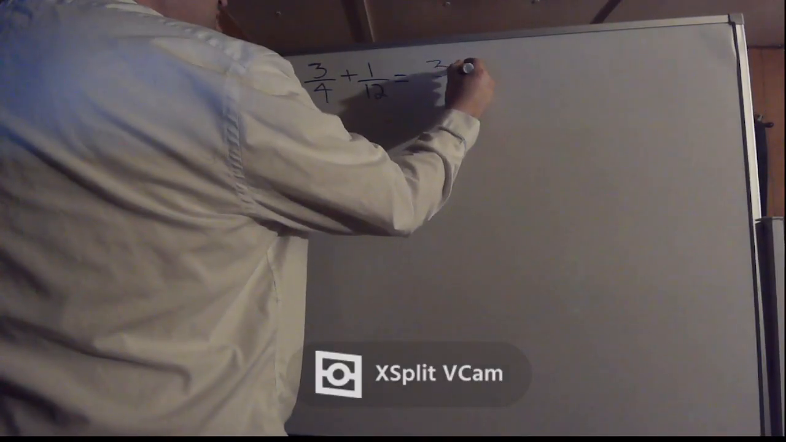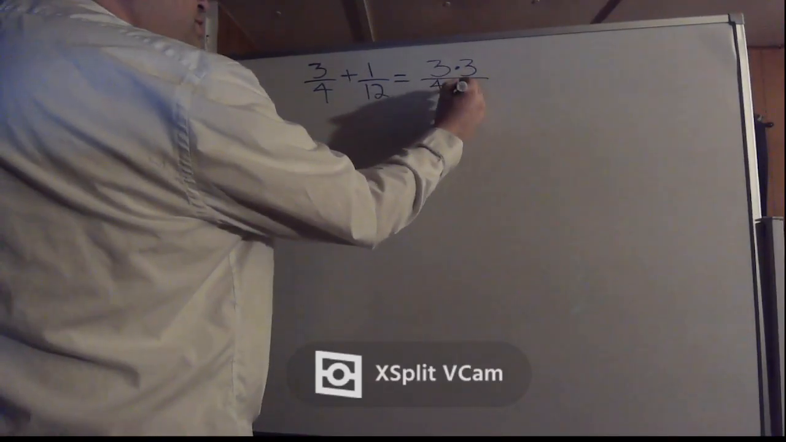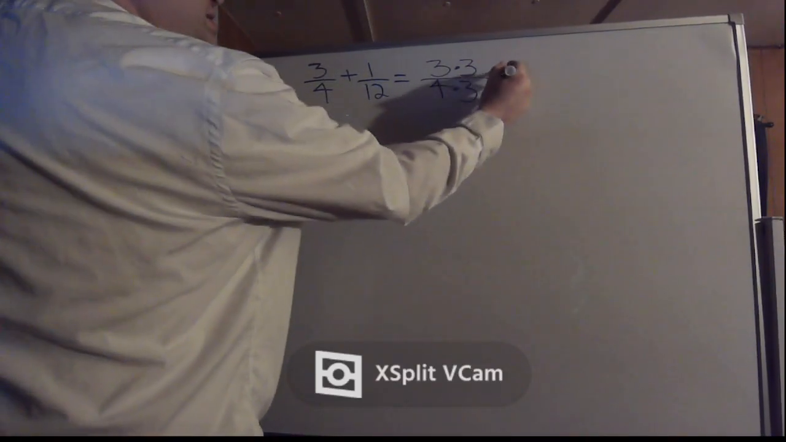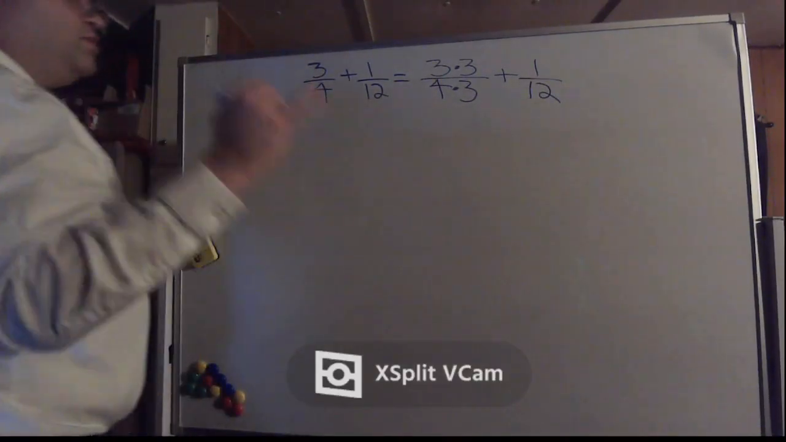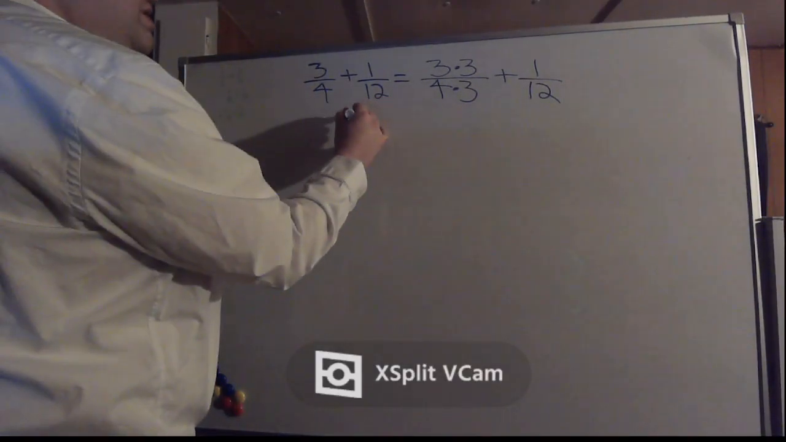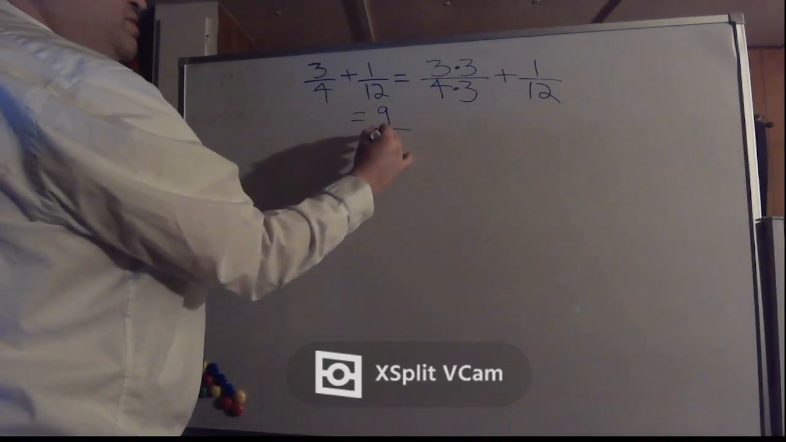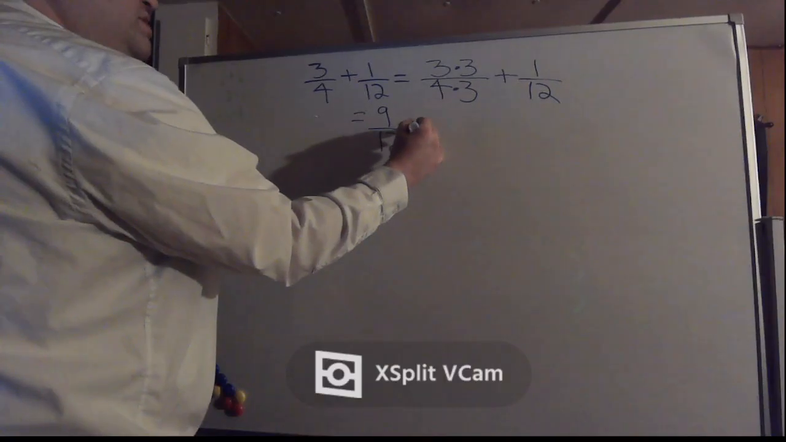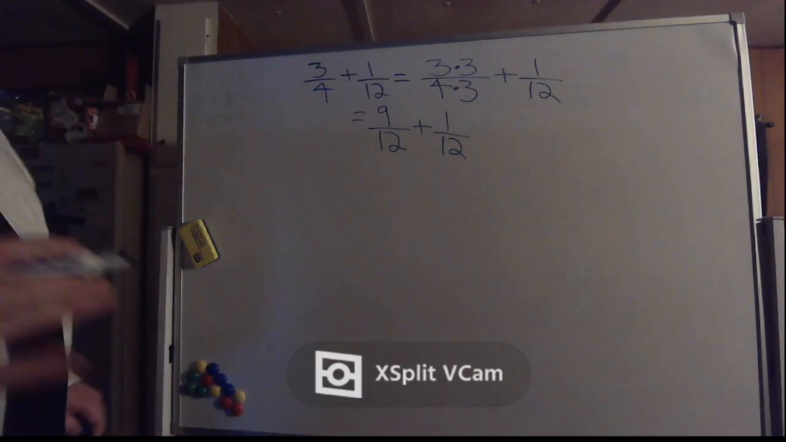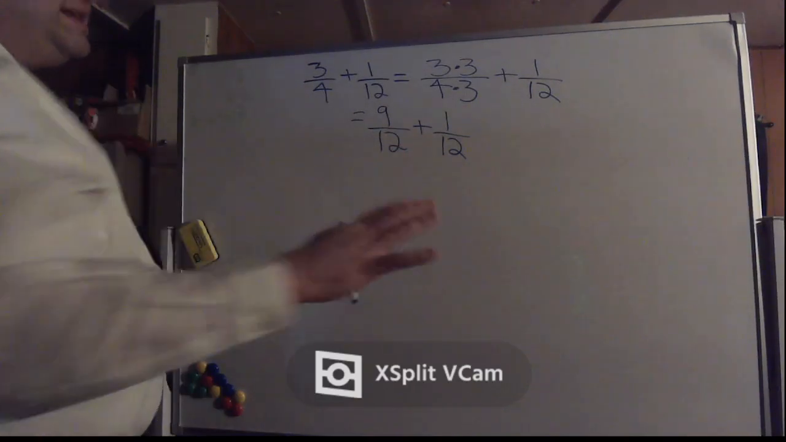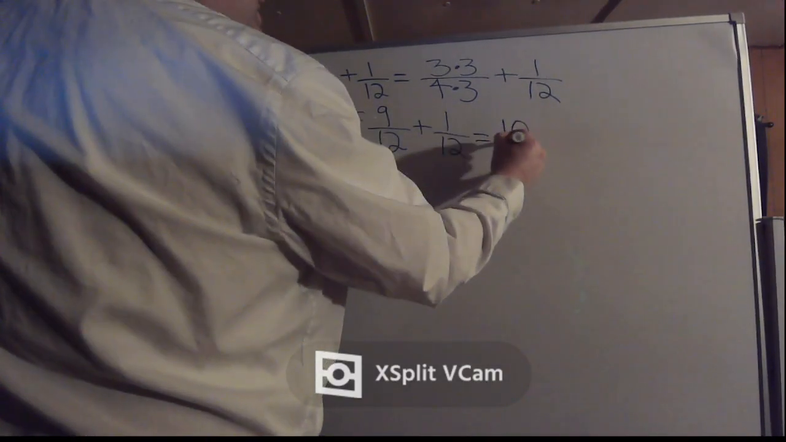So you'll have 3 times 3, because what you do to the denominator, you do to the numerator, over 4 times 3, plus 1/12. The 12 is already in the least common denominator form for the 1/12. 3 times 3 is 9, 4 times 3 is 12. You'll end up having 9/12 plus 1/12, which once you get to that form, since they both have 12 as a denominator, you can go ahead and add them. 9 plus 1 is 10. You'll have 10/12.